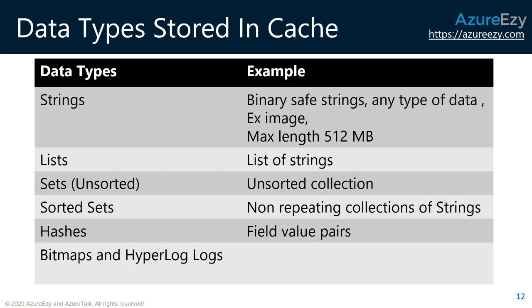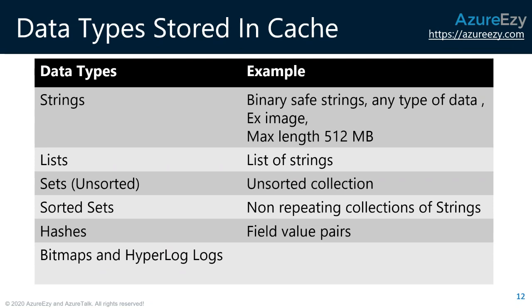Then it also supports a list of strings, which in Redis language we call a list. And list means what? It's a list of strings. For example, we have product list A, product list B, product list C, or product list 1, product list 2, product list 3. That is known as a list.